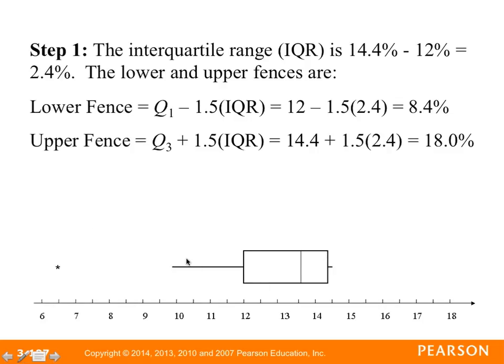and then we just enclose it in a box. And then what you do is you draw a whisker from the lowest observation that is within your fence, which looks like it's just below 10, and the highest observation that's below your upper fence, which looks to be about 14.5. I believe that was our highest observation. And then what you'll notice is that our fences are 8.4, which is going to be over here, and 18.0, which is over here. This 6.5% interest is definitely a lower outlier, so we mark it by putting an asterisk there.